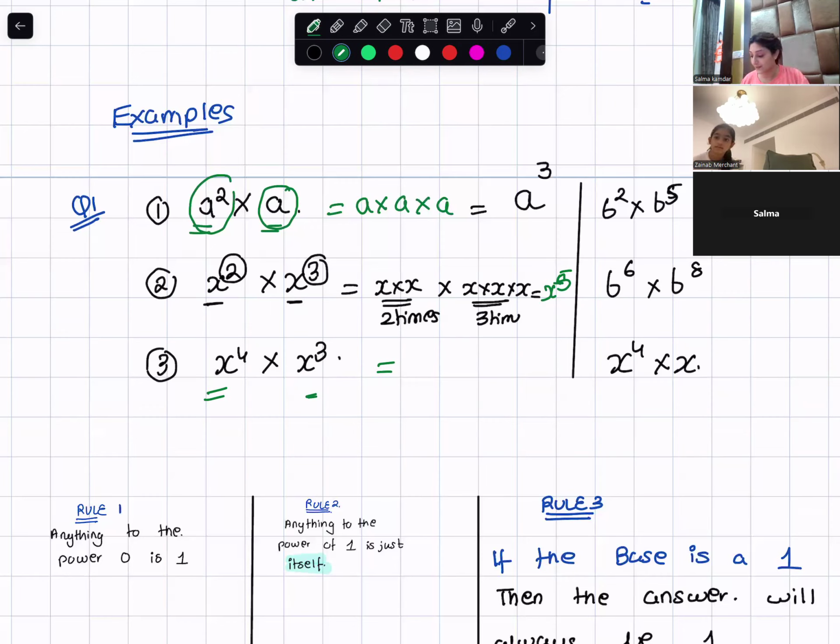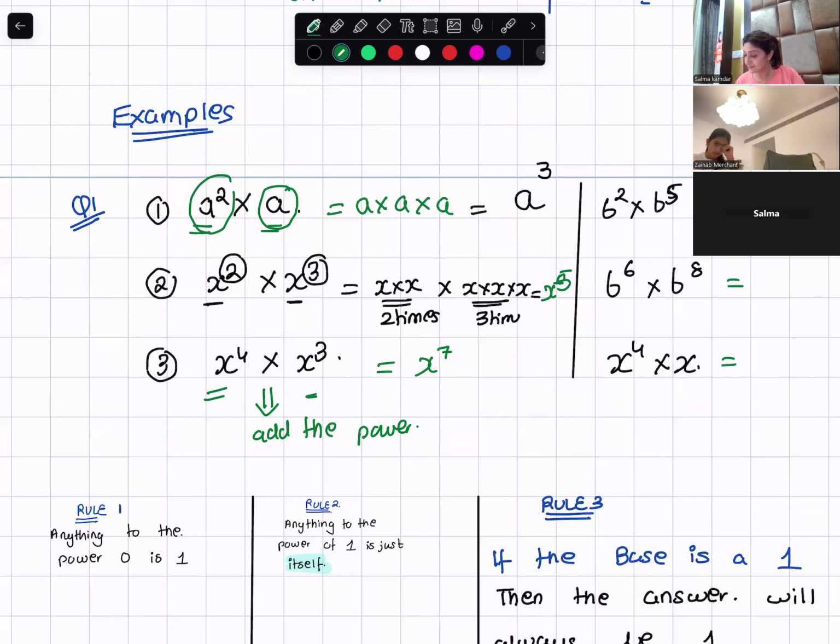7. Okay. So you need to understand one thing over here. Whenever you have X to the power of something and you have X to the power of something, and there is a multiplication sign, multiplication means you have to add the powers. Add the powers. Now, can you do this over here?